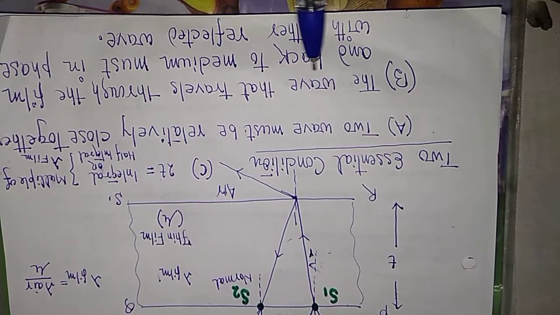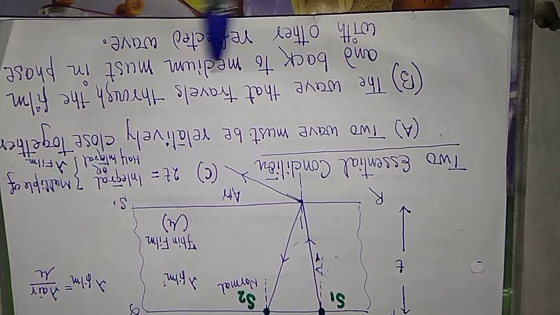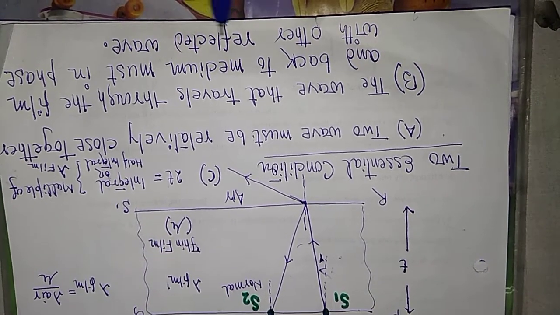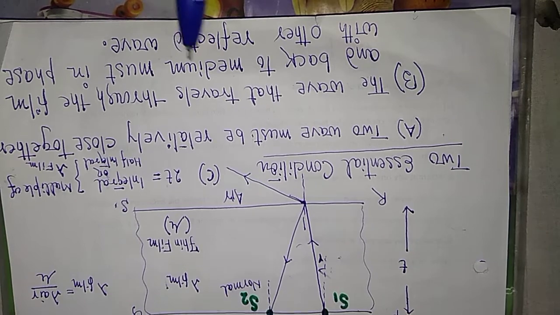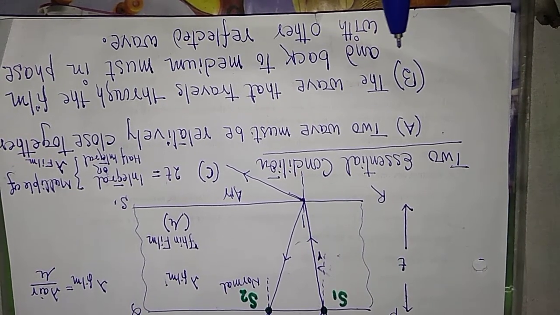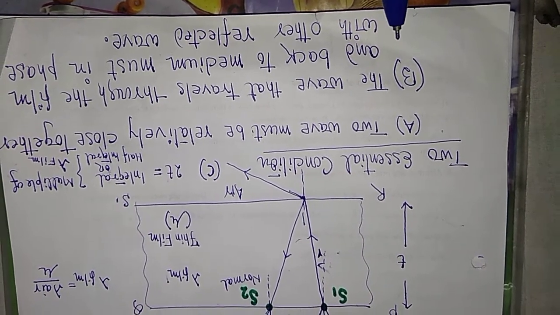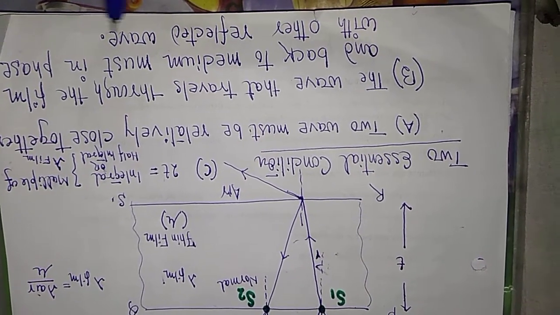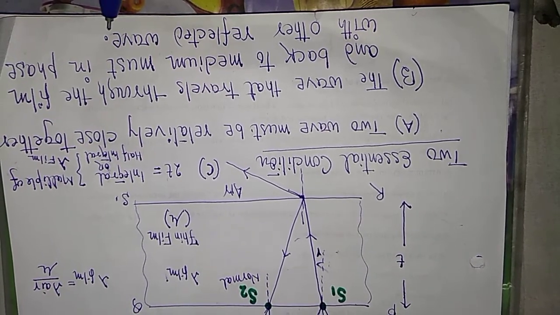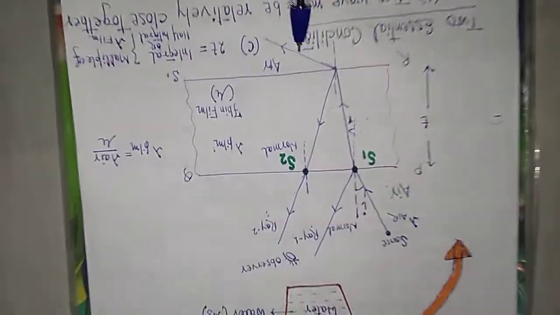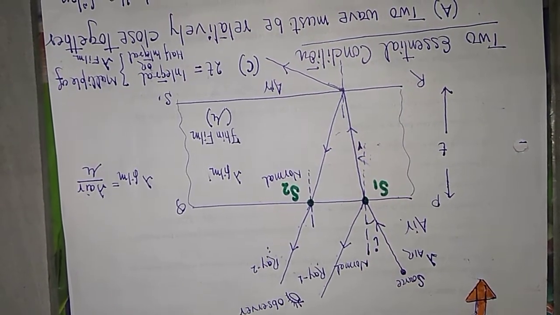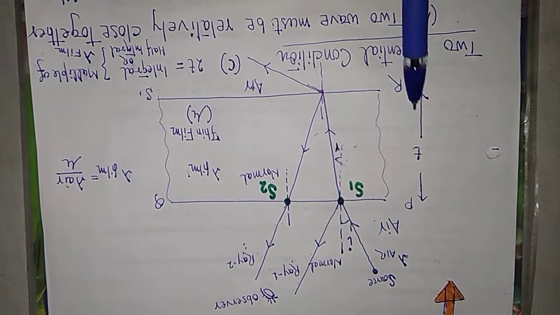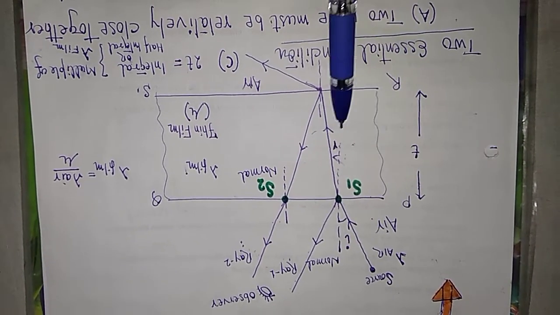Let's see another condition. The wave that travels through the film and back to the medium must be in phase with the other reflected wave. Ray number 2 is the wave that travels through the film and back to the medium. This ray 2 must be in phase with the other reflected wave, that means ray number 1. There is another crucial condition, for the thickness of the film. Suppose that t is the thickness of the film.